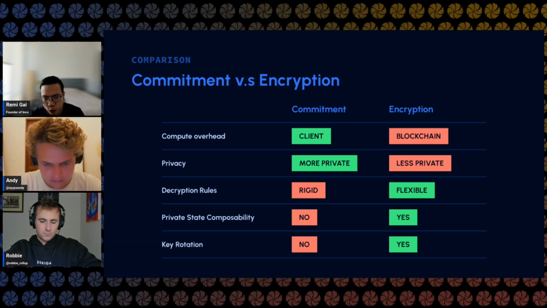But just from a high level, in terms of the commitment-based approach, the compute overhead is actually on the client side. So the end user generates these ZK proofs on the client side. So it's sort of spread out across every single user base, right? In the encryption-based approach, typically the blockchain does the state transition on behalf of every single user. So this also means the compute overhead is on the blockchain side. In terms of privacy, you could argue that the commitment approach is more private because every single user has their own encryption key. So encryption, private and public key.